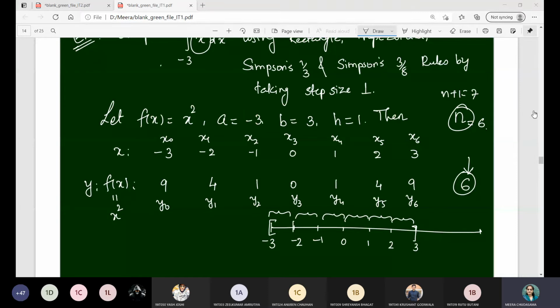Anyone having any doubt? Yes. And for Simpson's 1/3 rule, the sub interval should be even, and for 3/8, it should be a multiple of 3. Am I correct? Yes, you are correct. For 1/3 rule, it is multiple of 2, that means even in number. And for Simpson's 3/8 rule, it has to be multiple of 3. Which thing? Total number of sub intervals.